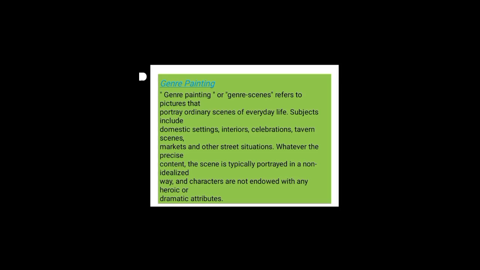Genre paintings. Genre paintings or genre scenes refer to pictures that portray ordinary scenes of everyday life. Subjects include domestic settings, interiors, celebrations, tavern scenes, markets, and other street situations. Whatever the precise content, the scene is typically portrayed in a non-idealized way, and the characters are not endowed with any heroic or dramatic attributes.